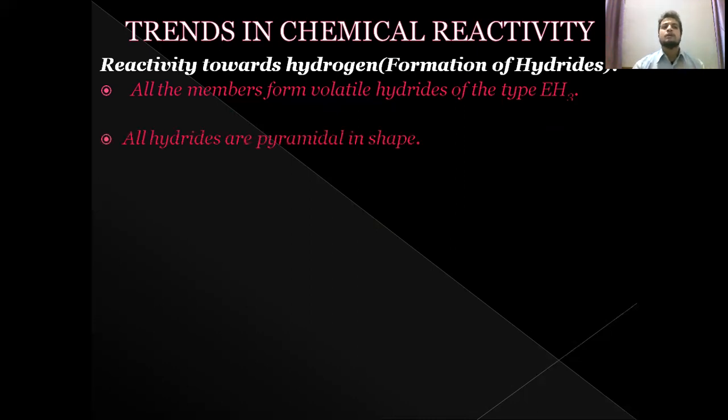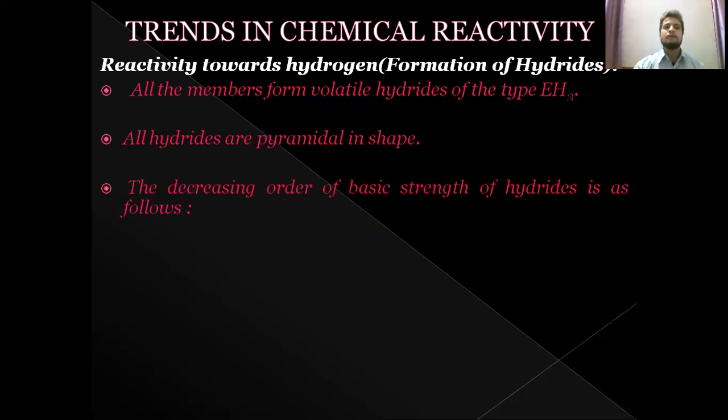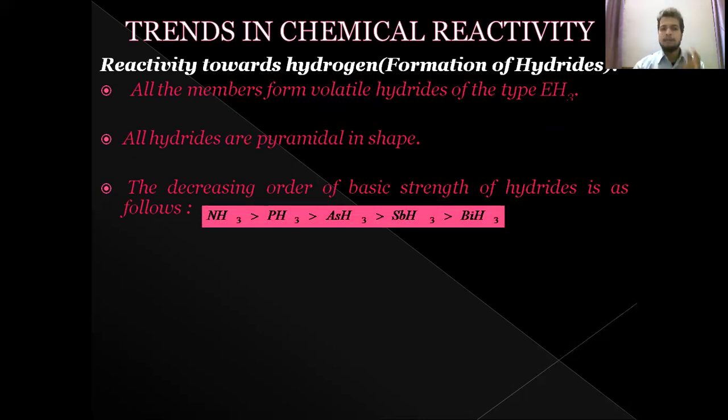Okay. All hydrides will be pyramidal in shape. Whenever you talk about their basic strength, the order which they follow will be this. Ammonia will be the most basic, then phosphine, then AsH3, then SbH3, then BiH3.